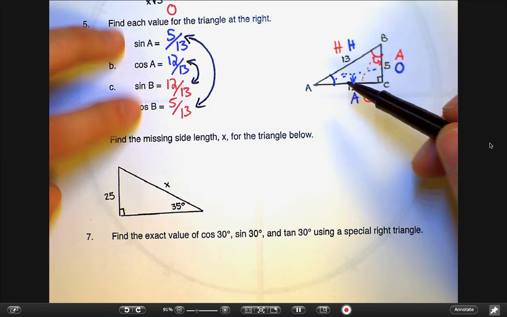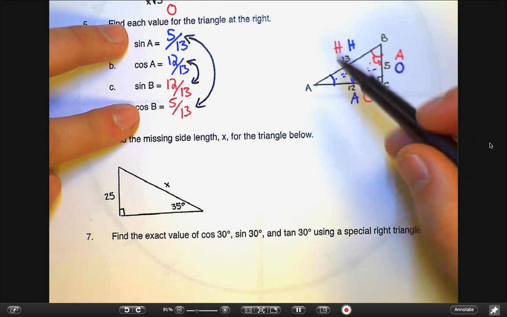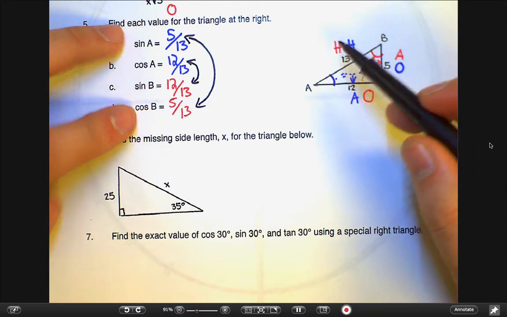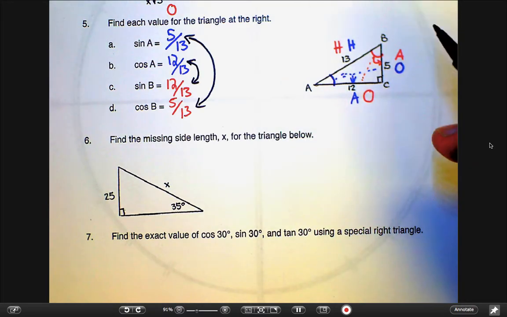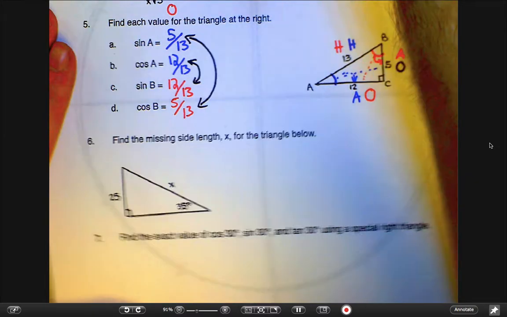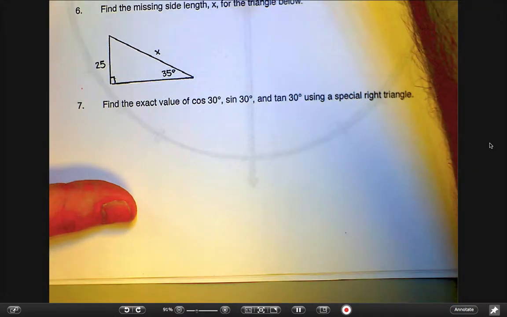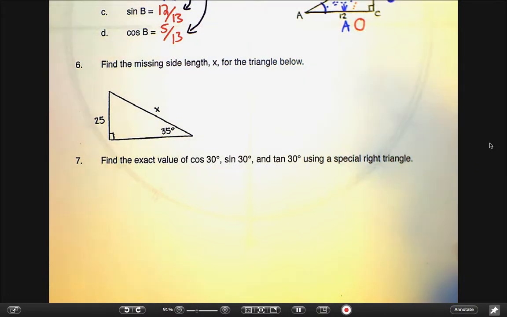However, if you look here, I didn't do anything with tangents. Tangents do not follow this. If I do tangent of A and tangent of B, I don't get the same thing. They're related, but they're not the same. We'll talk about that a little more another day. We're going to do one more problem here. We're going to do number 6. We'll save number 7 for tomorrow in class as well.